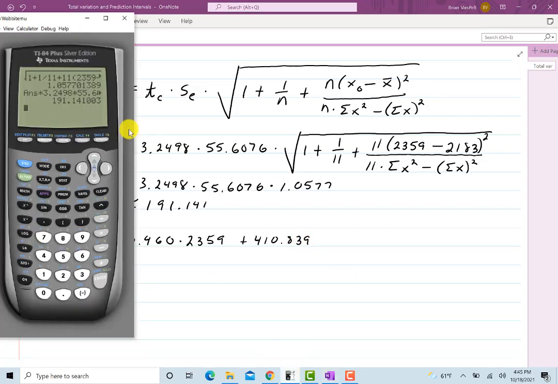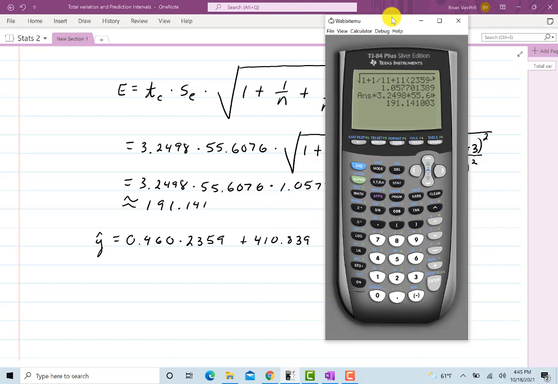Alternatively, you could have put the equation for the function into y1, and then did what I did before, where you store a value into x and evaluate it. Here we're going to have 0.460 times 2359 plus 410.839. So I get 1495.979.